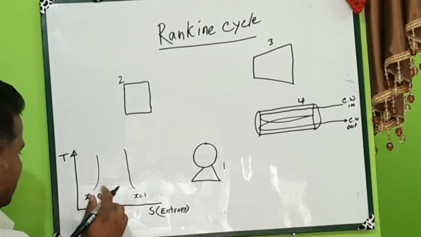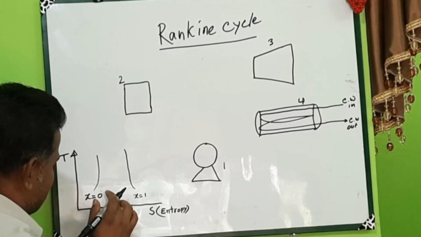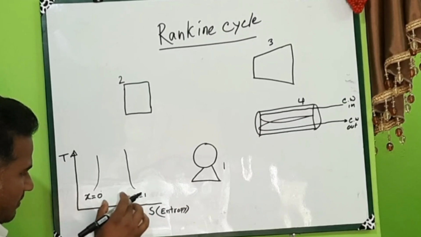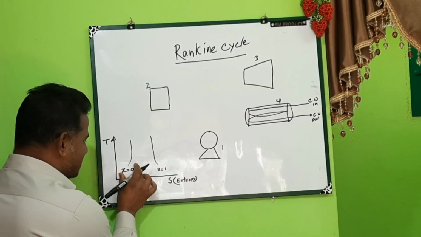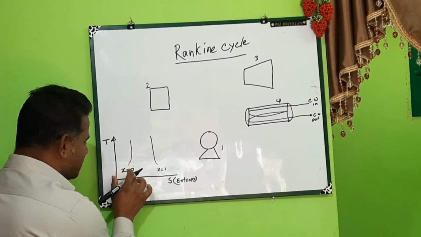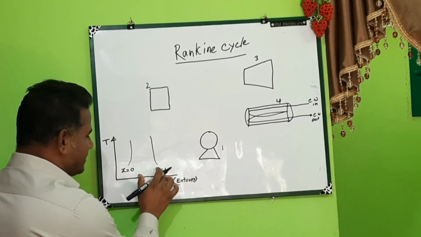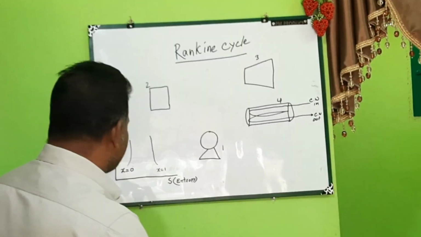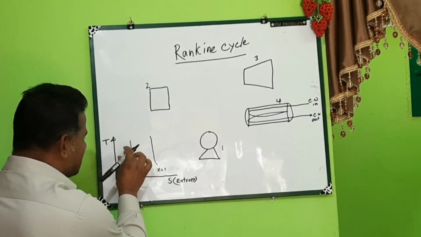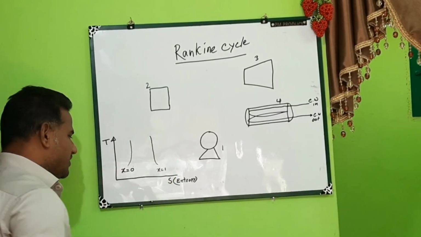I hope this is clear. If it increases this way, the moisture reduces, and if it decreases this way, the moisture increases. To understand dryness, I have given this example: x equals 0 means dryness 0, and on this side dryness 1 means 100%. So this is the liquid zone, and this is the vapor zone.